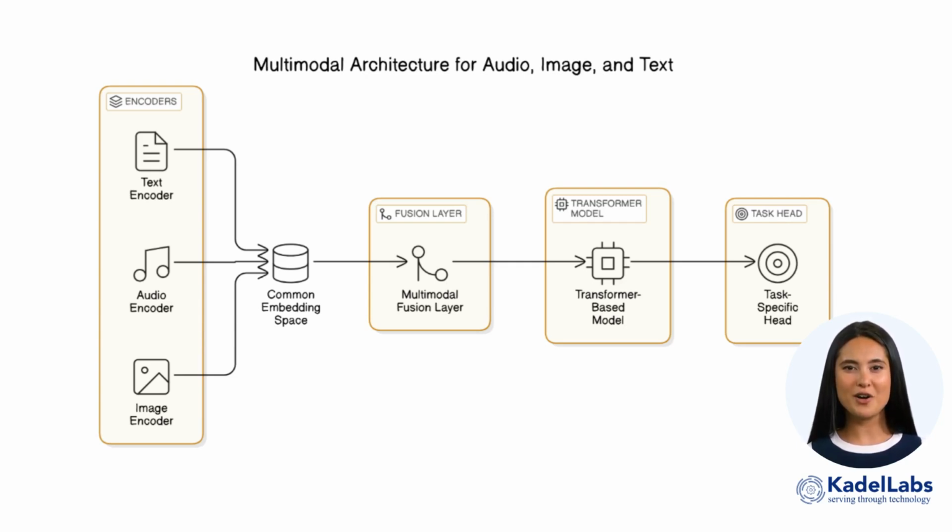The multimodal architecture processes text, audio, and image through dedicated encoders that convert each input into numerical embeddings. These embeddings are mapped into a common embedding space for uniformity. A multimodal fusion layer then merges them into a unified representation, which is processed by a transformer-based model to capture cross-modal relationships. Finally, the output is passed to a task-specific head, enabling applications like classification, retrieval, and generation.